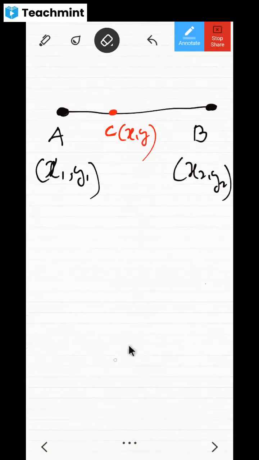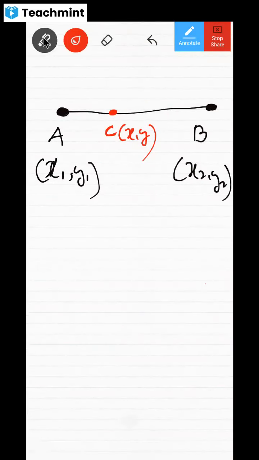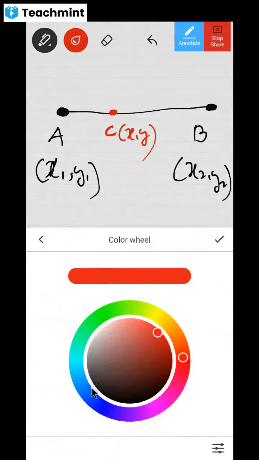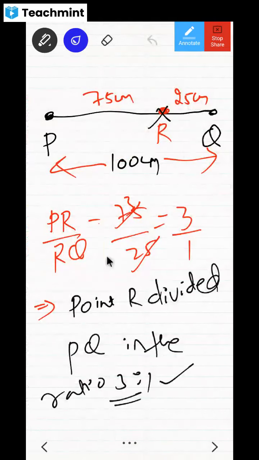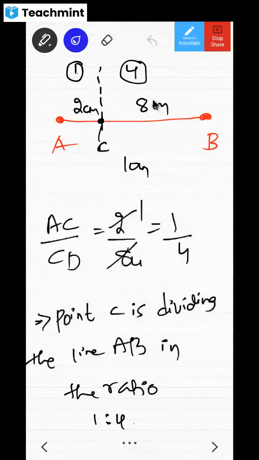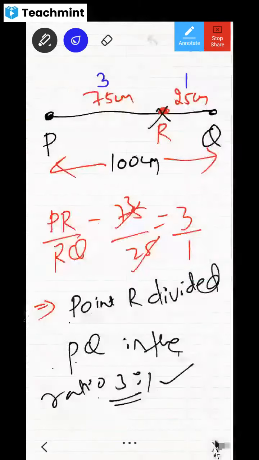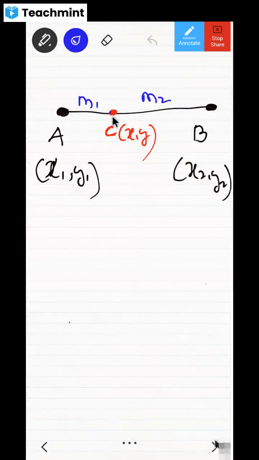Yes, sir. Okay. Now there will be some ratio or not? Are you getting my point? Here, this AC will be some part and CB will be another part. So let me call this AC part as M1 and CB part as M2. This is a ratio. I told you the ratio. Now it is like 75 and 25, so what is the ratio? It is 3 parts and 1 part. And if it is 2 centimeter and 8 centimeter, it is 1 part and 4 parts. I told you, no? Yes, sir. Like that, AC is M1 part and CB is M2 part. That's what I'm saying. Understood?